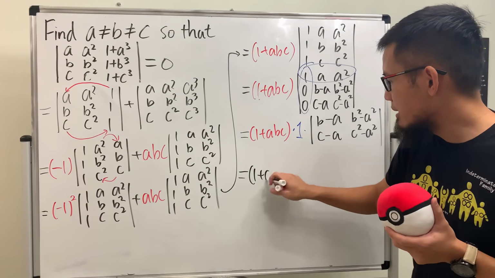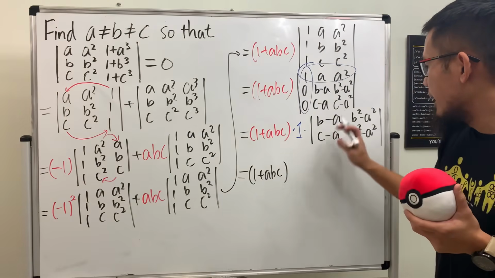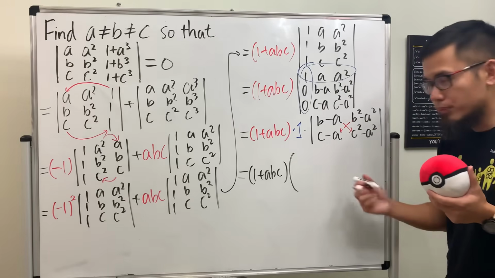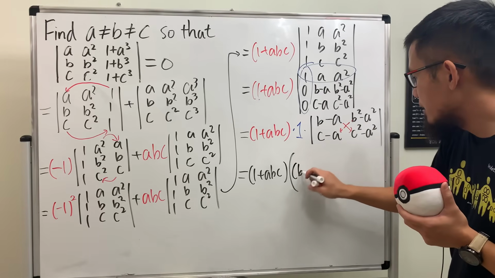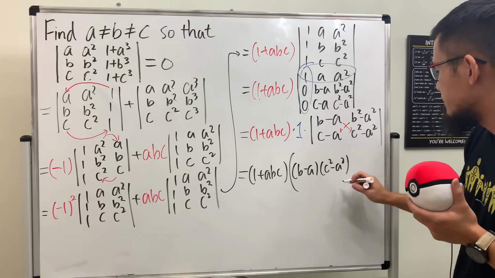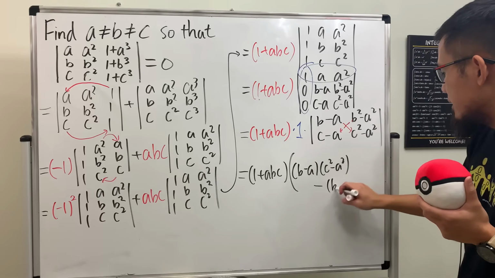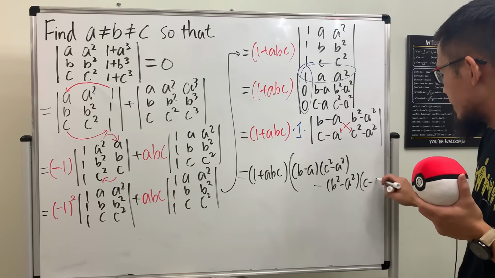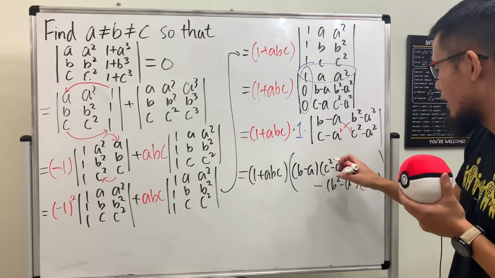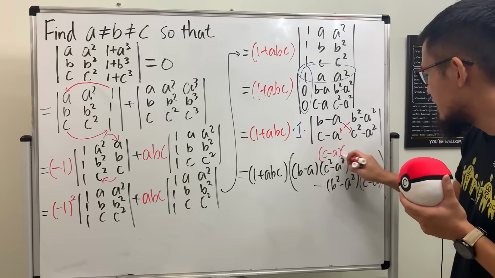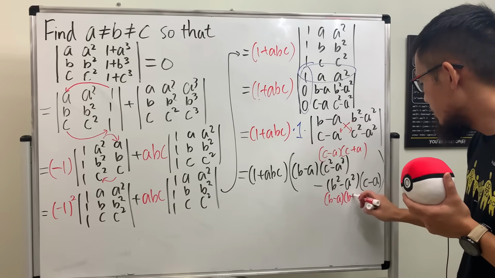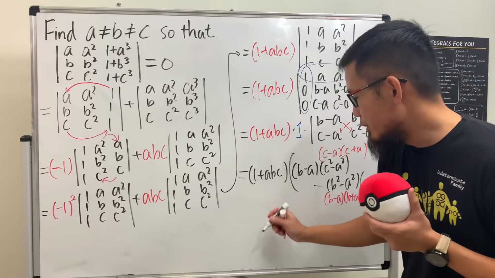We have 1 plus ABC times 1, doesn't matter. And the determinant of this guy is just this times this, and then subtract this times that. Pretty easy, right? So we will have b minus a, c squared minus a squared, and then we have to minus b squared minus a squared times c minus a, like this. All right, so now as I told you, we can factor and just do the algebra. This right here is c minus a, c plus a, and this right here is b minus a and b plus a. So let's see, what do we really have?